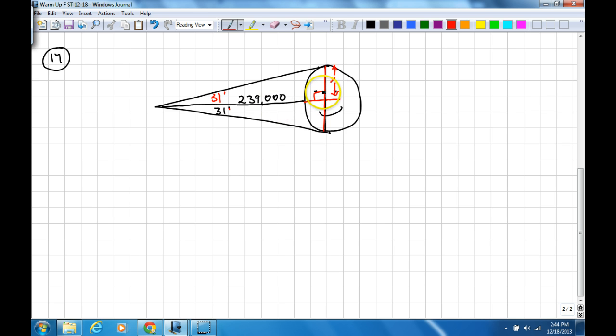So I have a right angle here. I have 31 degrees here. So I know that I have an opposite. And then what is this side? Adjacent. So if I'm using opposite and adjacent, what am I going to use? Tangent. So tangent 31 equals x over 239,000. Okay? So I'm not going to go through and solve this, but that's how you set it up.